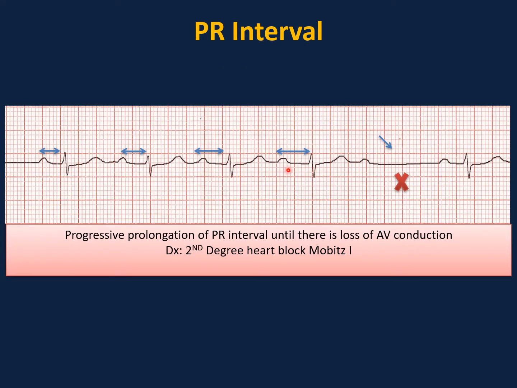If you look in this ECG, you will see the PR interval keeps getting longer and longer, and then followed by a loss of AV conduction or loss of 1 QRS. We're supposed to have 1 QRS here, but it's not there. So this is an example of a second degree heart block Mobitz 1.